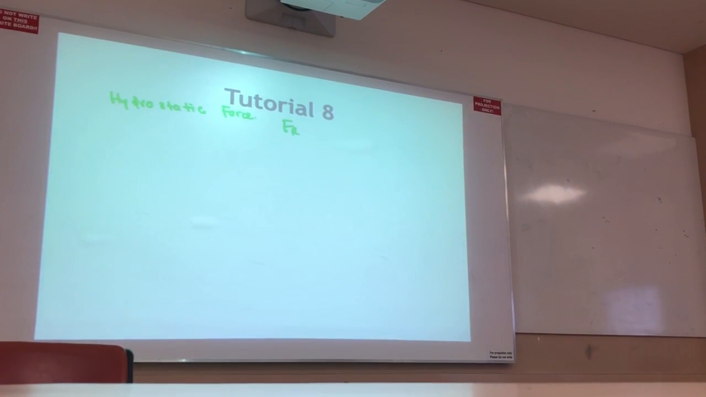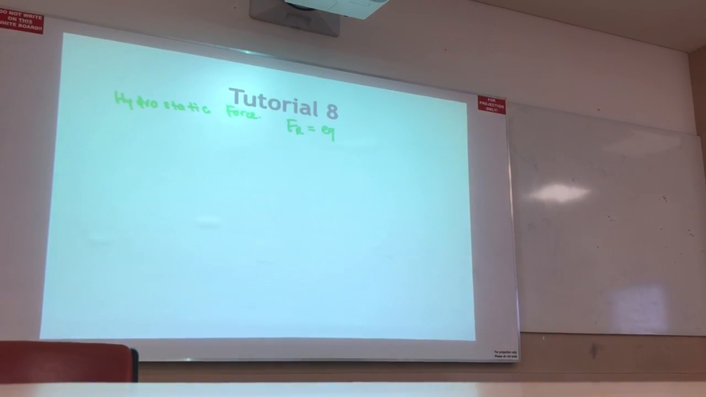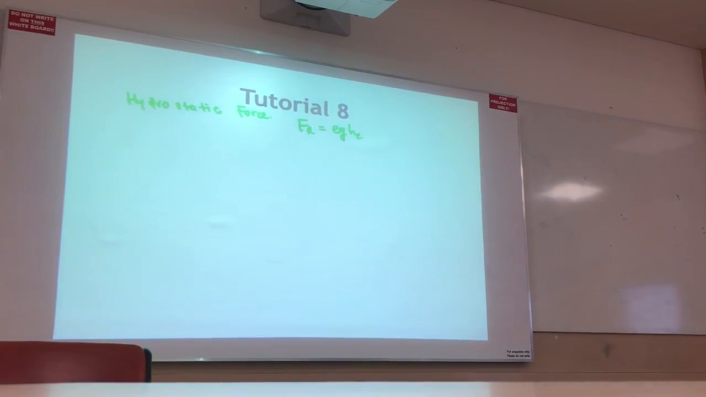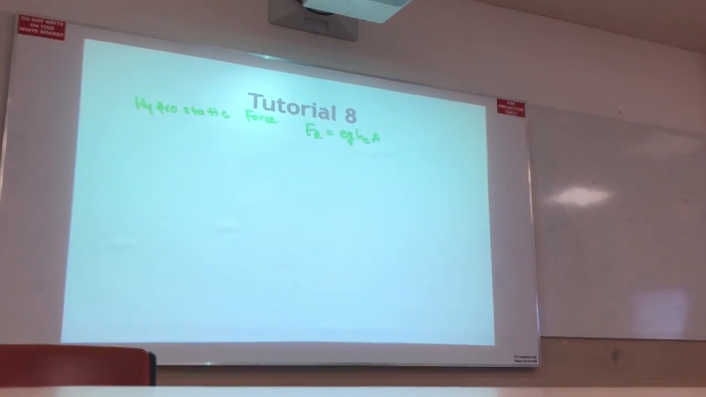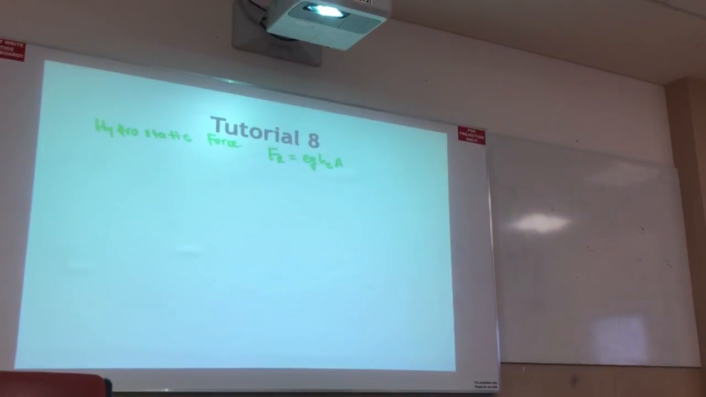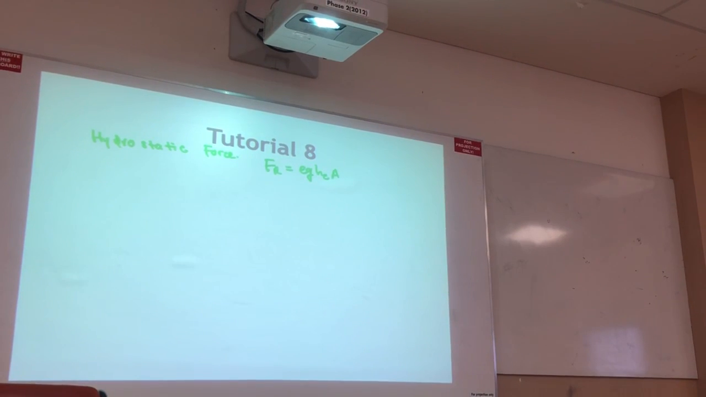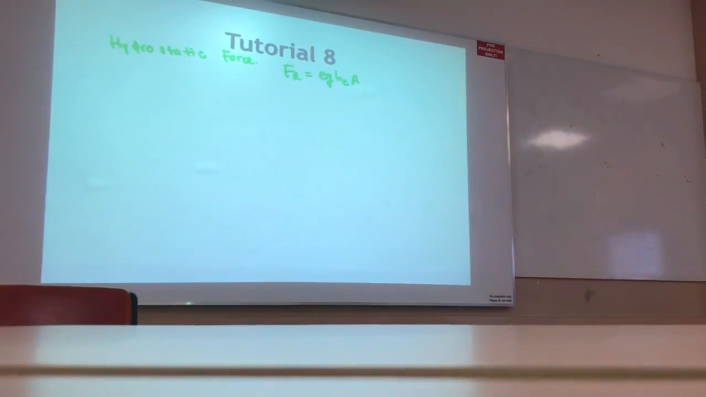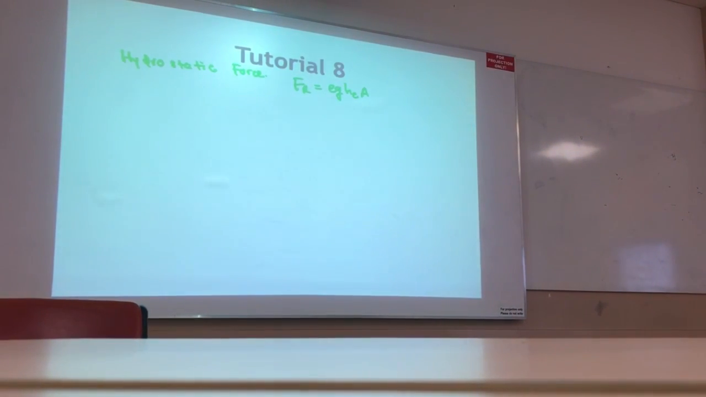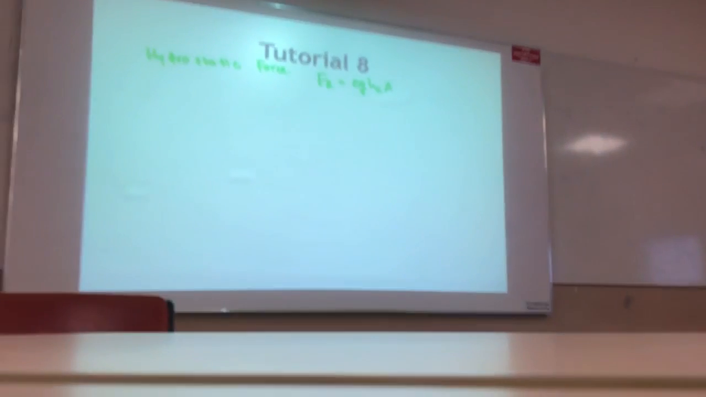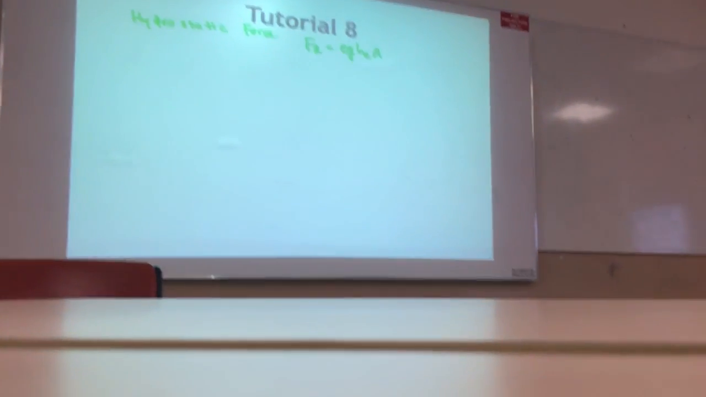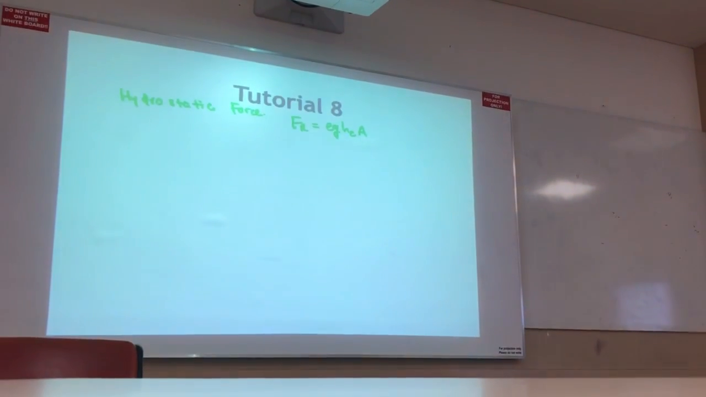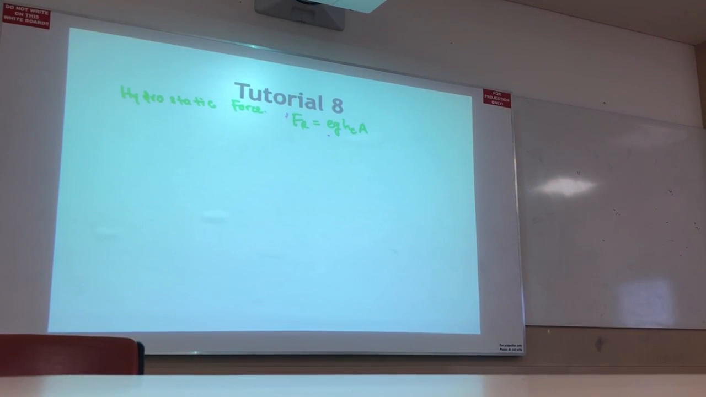Alright, this is the equation. Hydrostatic force is given by rho times g times hc times area. Okay? This indicates the projected area. This is the equation you have to remember.